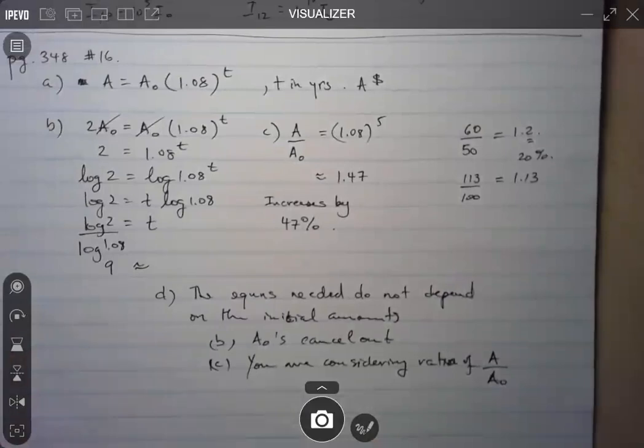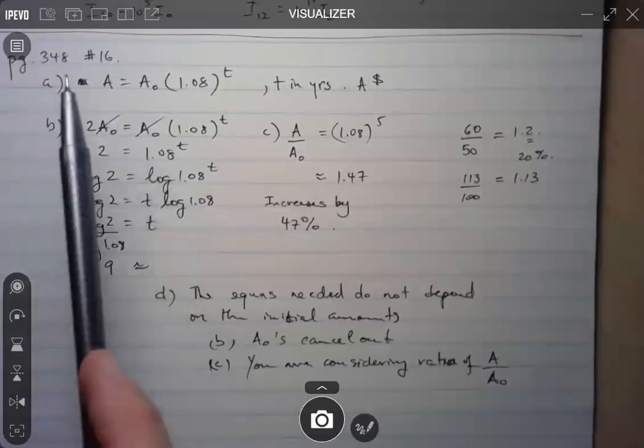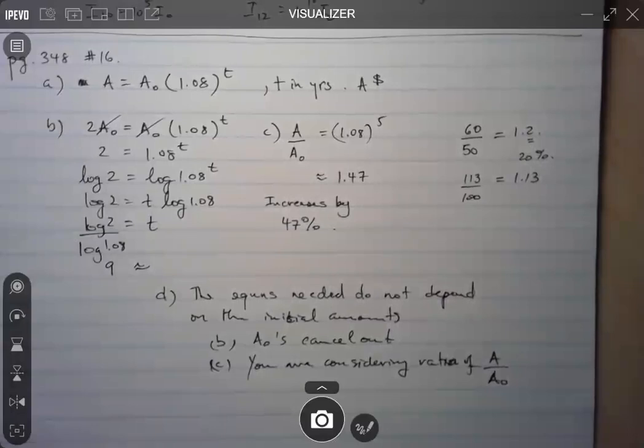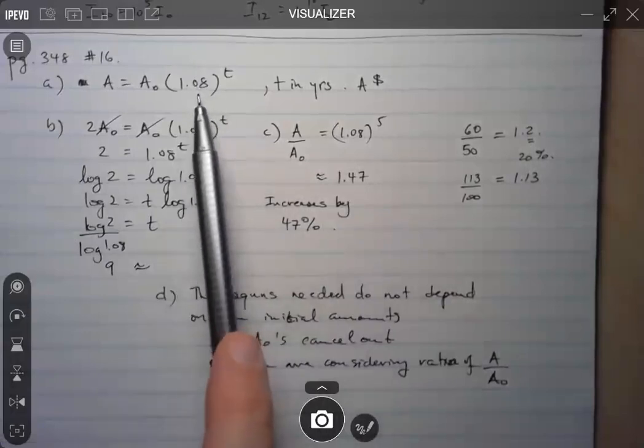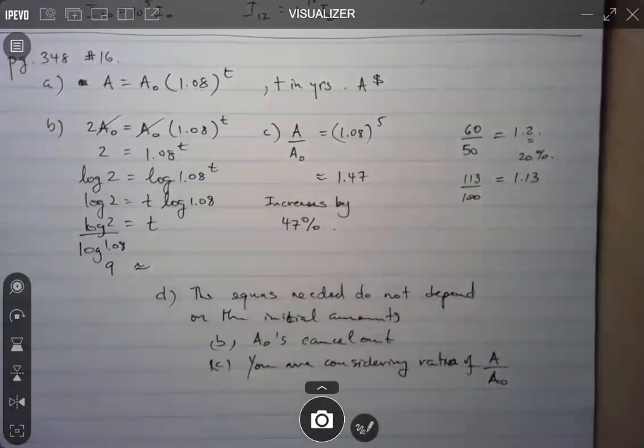Now, aside from the math of it, this is something that's important to know: when you're looking at something like an investment, when you're looking at percentage increases, when you're looking at increases by a particular factor, in this case doubling or tripling, or here by a particular percentage, it does not depend on the initial amount. The only thing that matters is the actual interest rate that you're working with. Okay, any questions on this?